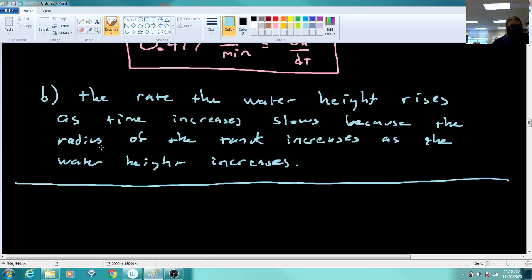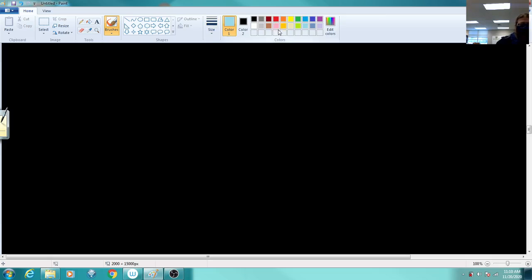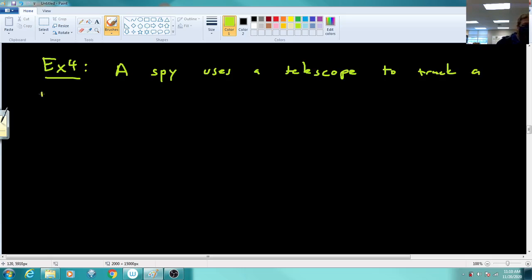Okay, so we're going to move on to final two problems here. So we got example 4. This one says a spy uses a telescope to track a rocket being launched vertically from a launching pad 6 kilometers away.